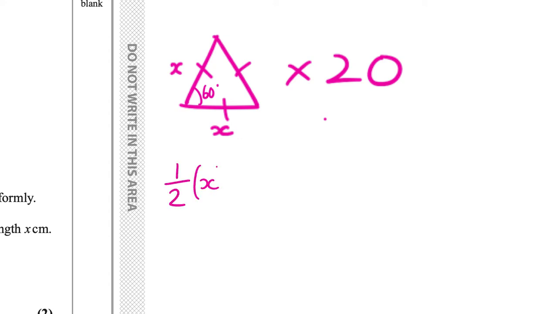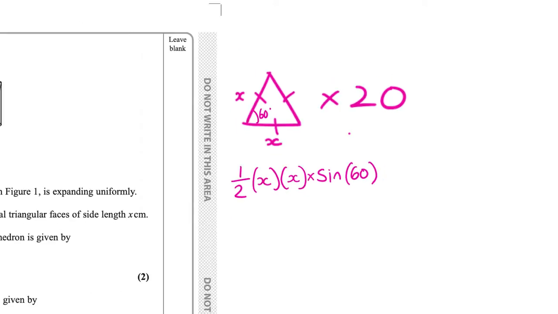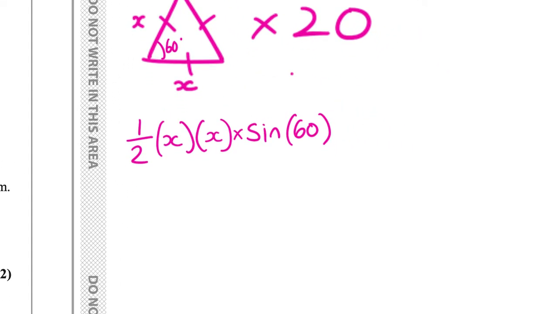So a half times a times b times sine C. I suggest you make sure your calculator is in degrees. It will give us the same answer. What is sine of 60? I think it's a nice number. Root 3 over 2. So I'm going to get a half x squared times root 3 over 2, which is going to give me root 3 x squared over 4.